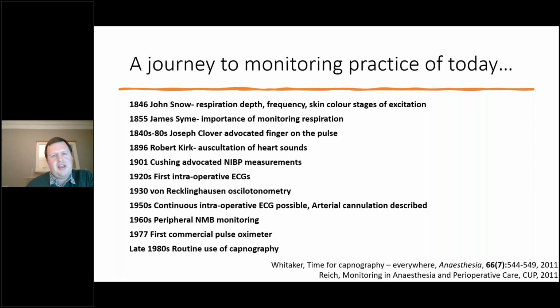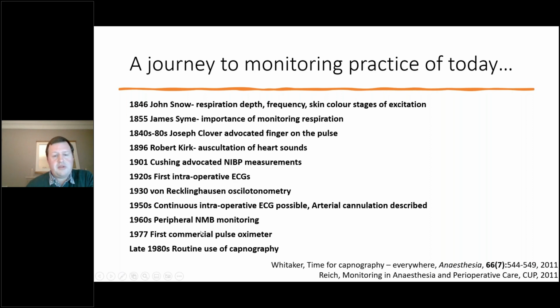John Snow, in the wake of that, advocated for monitoring of respiration depth and frequency. And then that moved on towards more cardiovascular signs with fingers on the pulse in the late 1800s. And then it wasn't until the early part of the 20th century that we were able to do non-invasive blood pressure monitoring and ECGs, albeit they weren't continuous. And that didn't really come until the middle of the 20th century. And then more recently, neuromuscular blockade monitoring in the 60s.